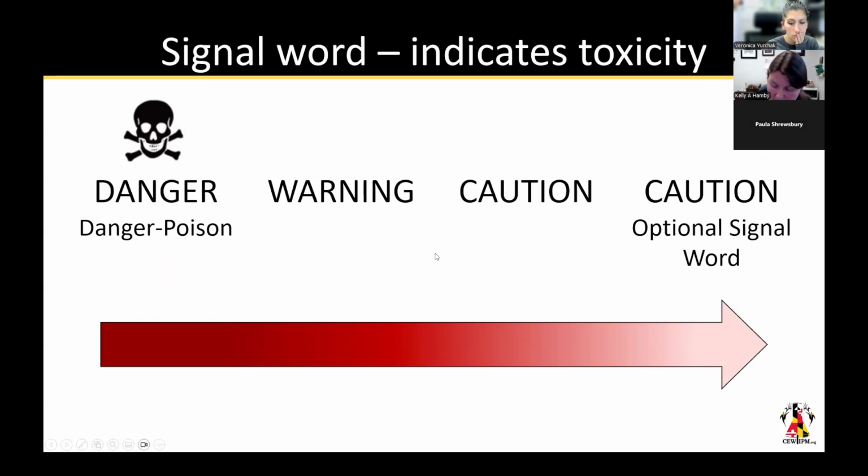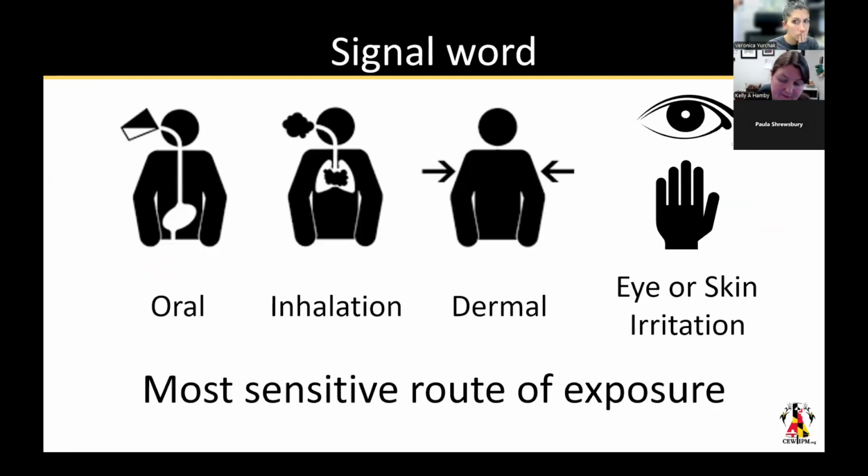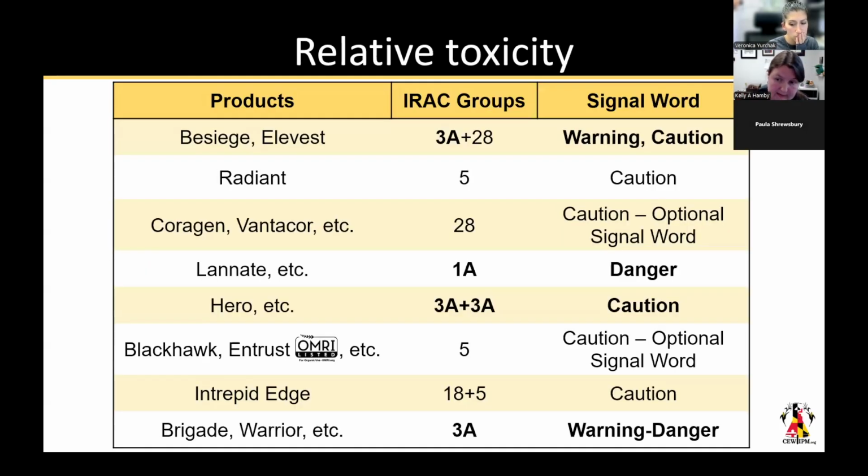These signal words are also assigned based on the specific route of exposure that is most sensitive. So if it is pretty safe for your eyes and skin, but not very safe orally, you're still going to have the not-very-safe signal word if that oral exposure is a hazard. Looking at our sweet corn insecticides, the group 3s tend to be warning to danger depending on the specific insecticide, and some of these have those cyano groups that give you the paresthesia, or lip tingling.